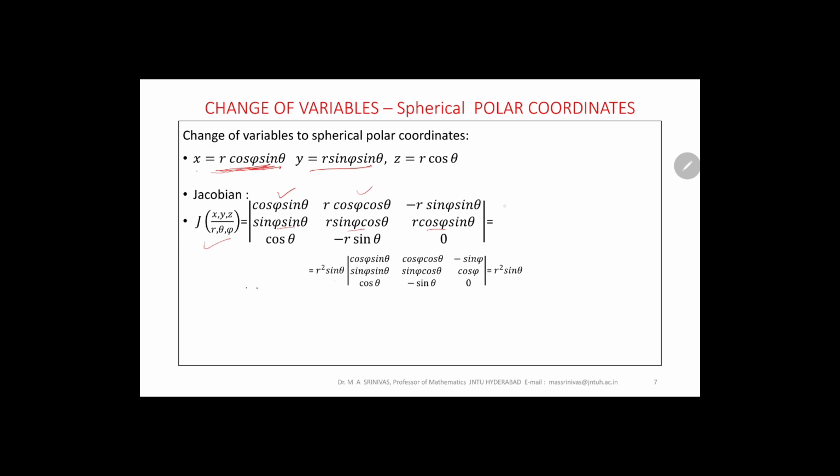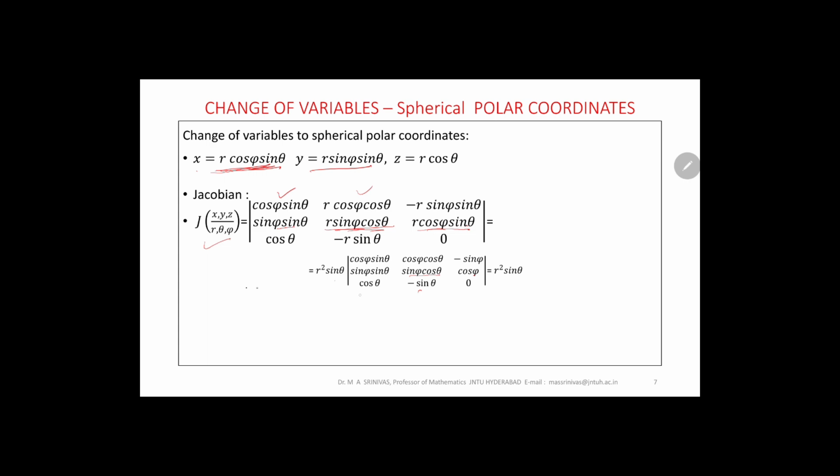If I take these two, the remaining part will be cos phi sin theta; r I have taken common, cos phi cos theta; r sin theta I have taken common, minus sin phi. Similarly, sin phi sin theta; from here I have taken r common, therefore remaining is sin phi cos theta. From this I have taken r sin theta common, cos phi I have written. From the last row, cos theta is there. In the second column, I have taken r common, therefore minus sin theta remained. I need to evaluate this determinant.